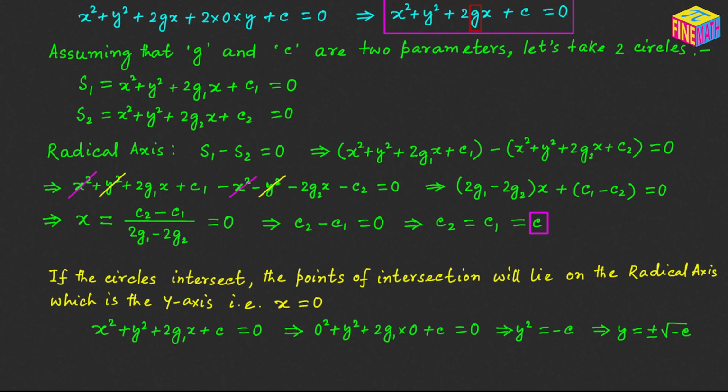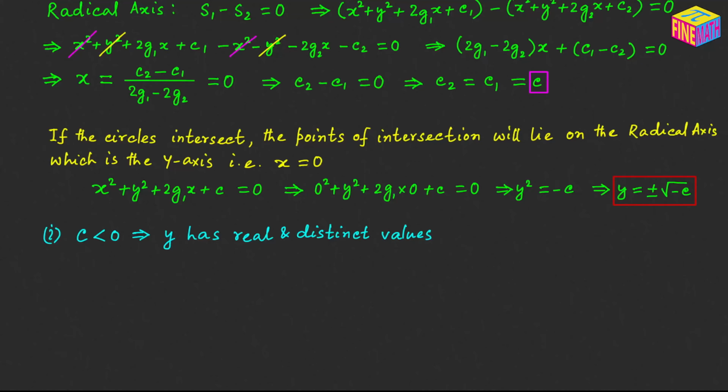Now think about the value of c. If c is a negative number, then negative c becomes a positive number, and within the square root, negative c being a positive number is a good thing. That means y will have real and distinct values. That means the circles will in fact intersect each other.